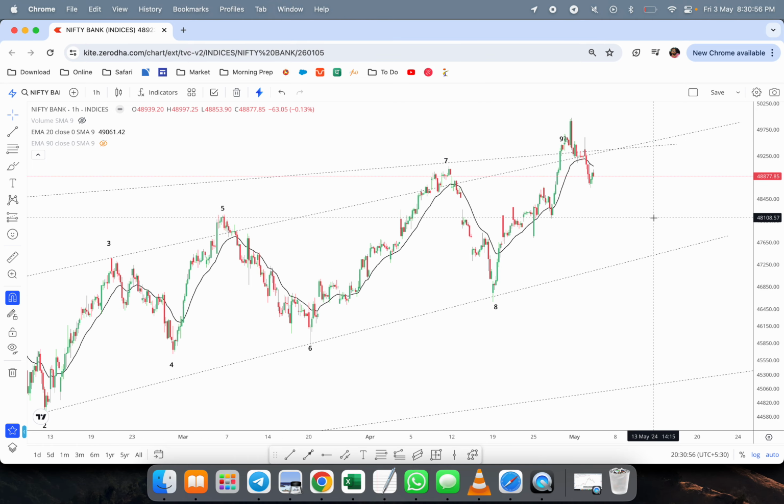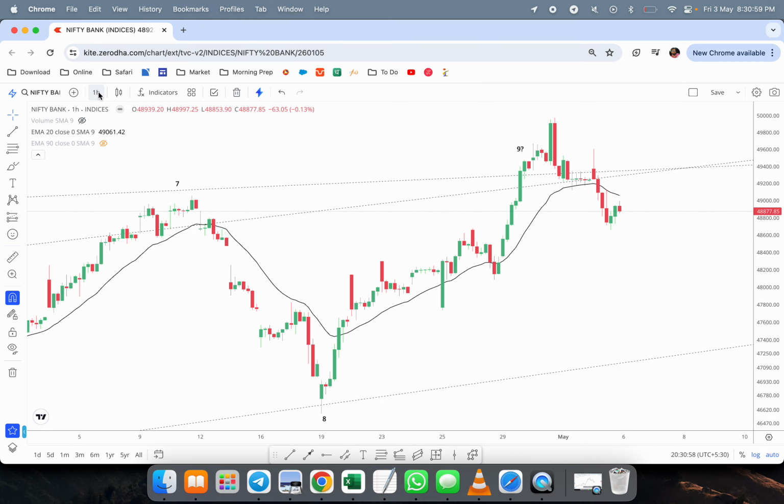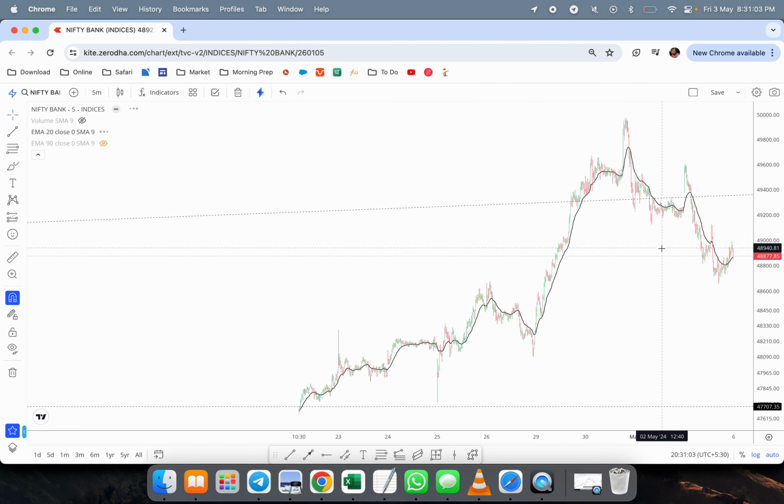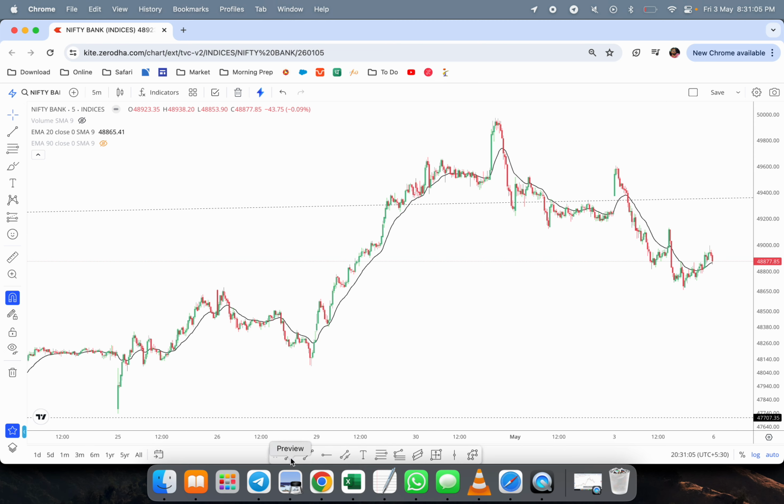So very clearly, I have told in my previous videos, three conditions have to be met whenever a trend changes. One is a break of the trend line, a break of the significant trend line. Let's say we draw a trend line from here to here. So this price action broke the significant trend line.